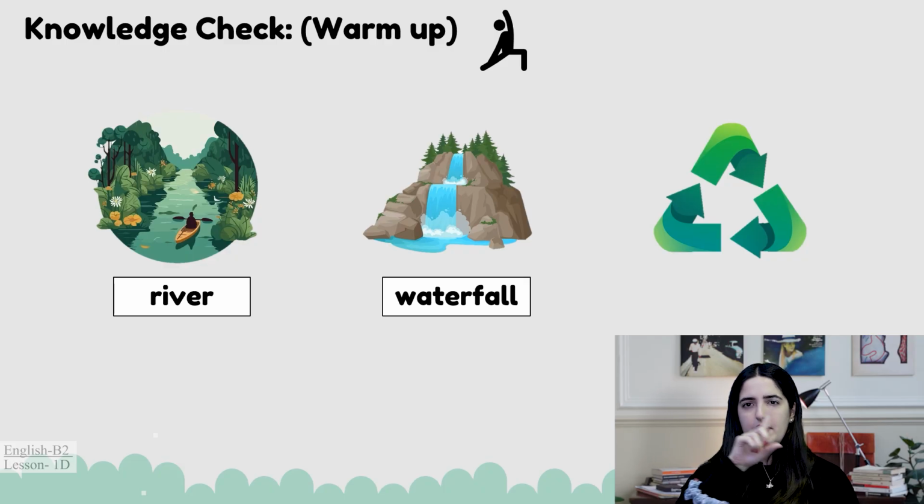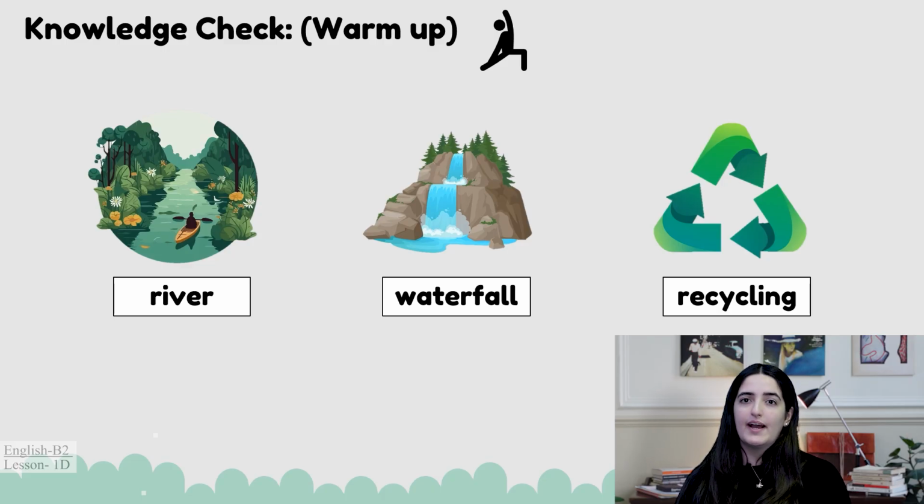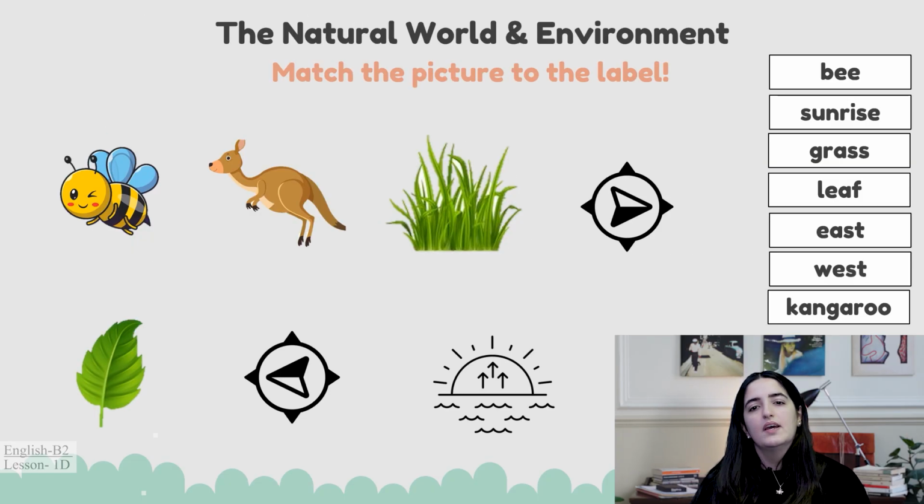And finally, what does this picture represent? These three arrows going round and round. Maybe you know what it represents. Recycling, or to recycle. Good job. A really important thing as part of the environment and learning about how to take care of our environment. Excellent. Okay, let's test your knowledge even further now.